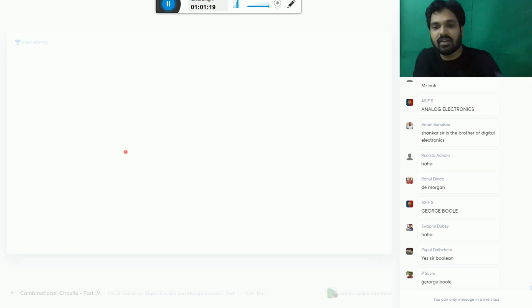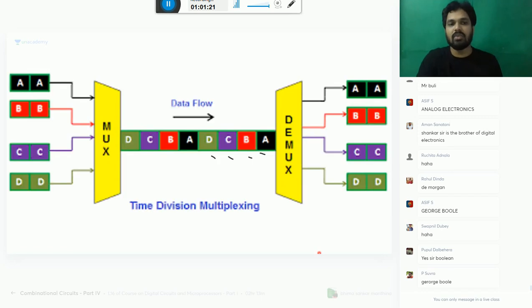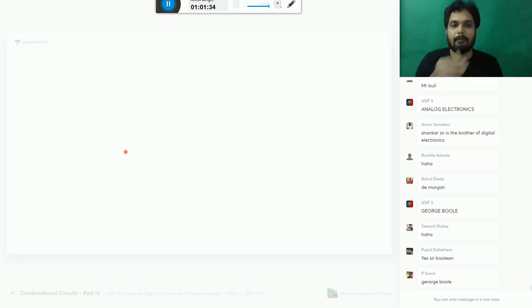Yeah, TDM is there. TDM is this one also. Time division multiplexing: 1, 2, 3, 4, then again 1, 2, 3, 4. It is in a round robin fashion. You will be connecting, and the receiver also will receive in the same fashion. So let me continue.